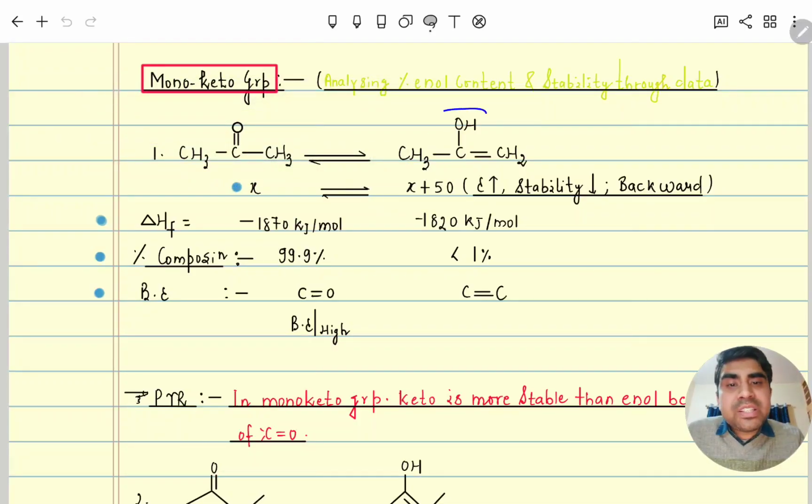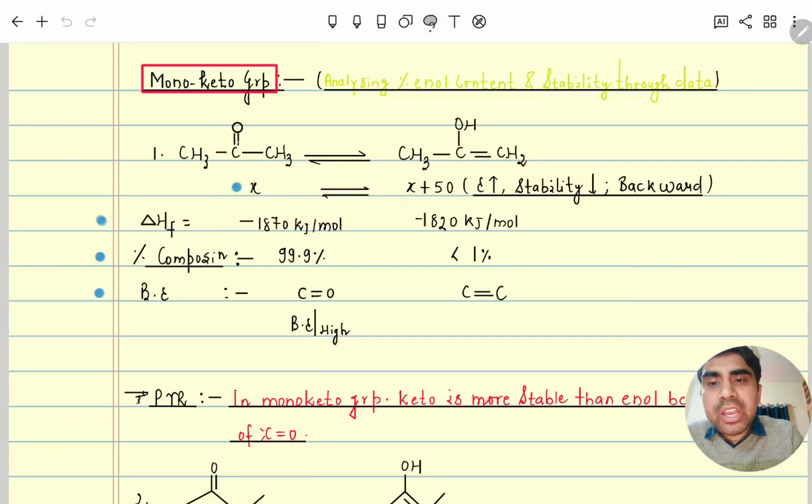So here, in this keto to enol tautomerism, the enol's energy is more because its bond strength is relatively less. As bond strength is relatively less, the energy in the molecule is more. How much more? 50 kilojoule per mole more.